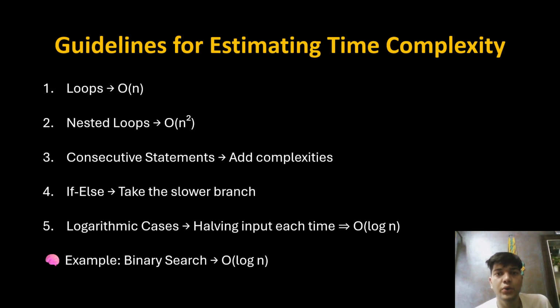When you are trying to calculate time complexity, here are some quick rules. A single loop gives us order of n complexity. A nested loop usually means order of n squared. Consecutive statements just add their complexities. If-else branches take the worst case. Halving the input each time is typically order of log n. Classic example: binary search, order of log n.